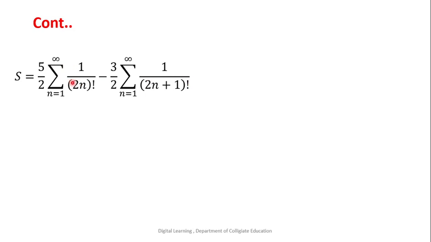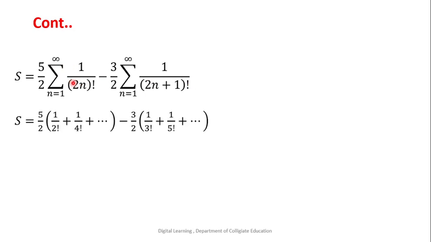Now we expand the summation. We get 5 by 2 times, when we put n equals 1 we get 1 by 2 factorial, plus n equals 2 we get 1 by 4 factorial, plus 1 by 6 factorial, and so on. Similarly minus 3 by 2, here (2n plus 1) factorial is there, therefore 1 over 3 factorial plus 1 over 5 factorial plus 1 over 7 factorial, and so on.